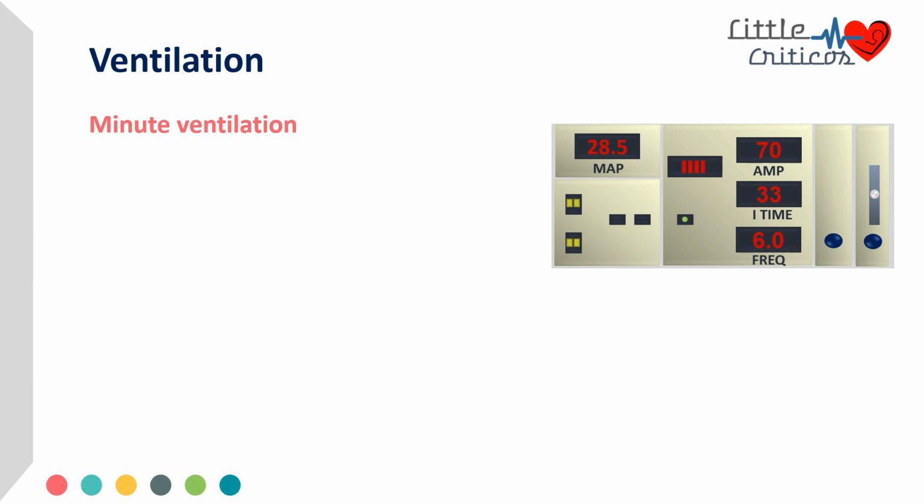A key concept to be understood is the difference in minute ventilation in control mandatory and high frequency ventilation. In control modes, minute ventilation is given by the product of respiratory rate and tidal volume. In high frequency, it is given by the product of frequency and square of tidal volume.